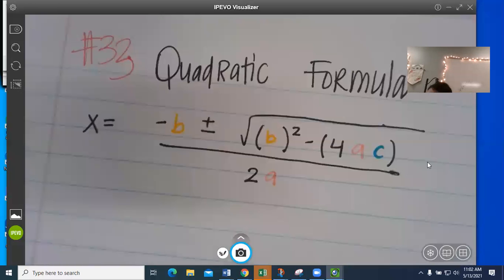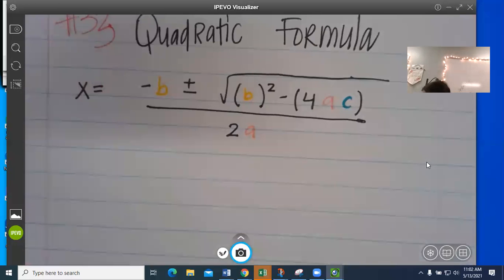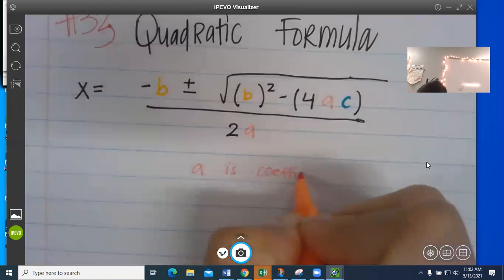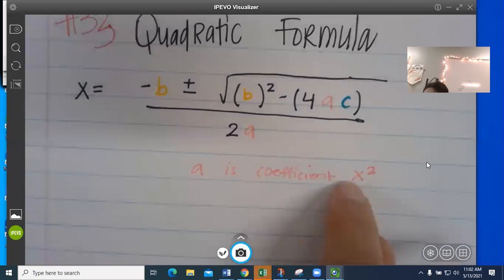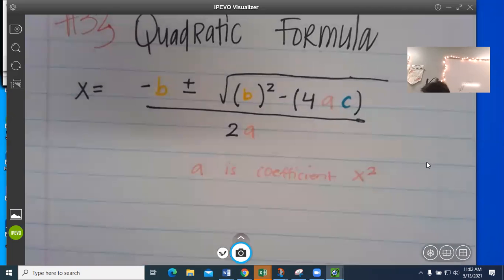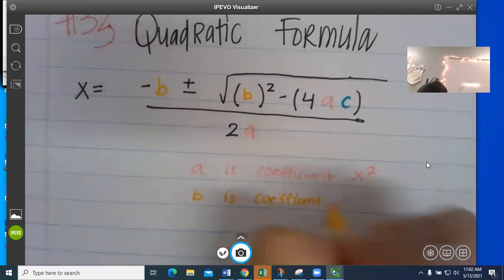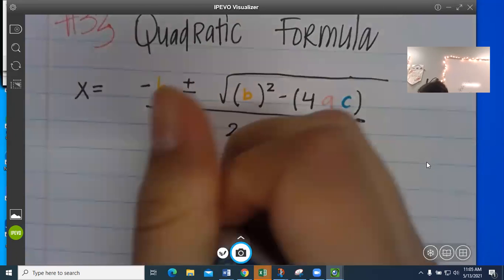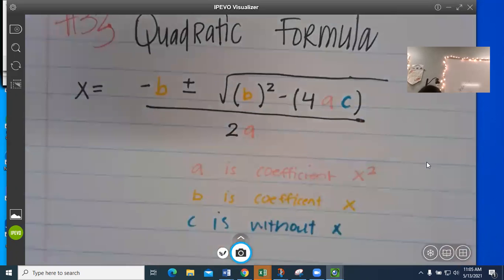Okay, so we need to know what these a, b, and c's are to be able to use the formula. So a is the coefficient of x squared. That means how many of them there are, when it has the x squared, what numbers are in front, that's the a. For b, b is the coefficient of x, the one with the x. And then c is the one without x or y. Okay, so copy, because you need to know that to be able to know which one's the a, b, c, so you can put them in the formula.